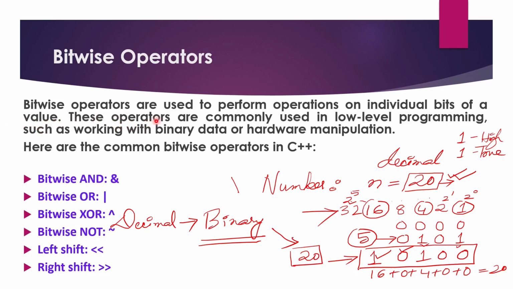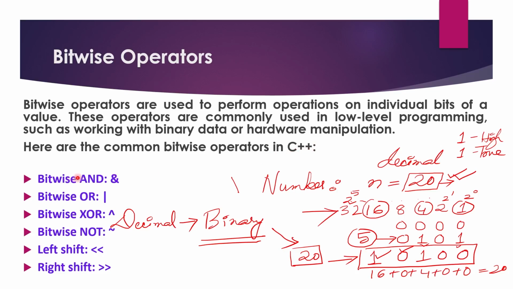Okay, these operators are commonly used in low-level programming, such as working with binary data or hardware manipulations. So, as I said, it is very important for someone who is doing low-level programming, like microprocessors or microcontrollers, and also if someone is making any changes to the hardware, then these operators are very, very important. Like suppose there is a toggle operation or any other operation like that, we use the bitwise operators for that.